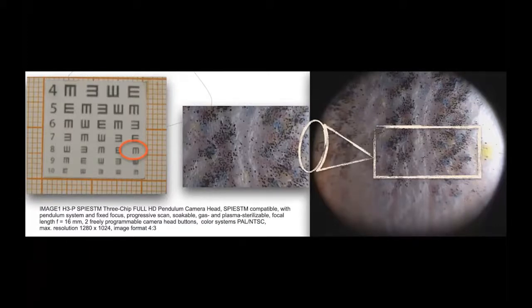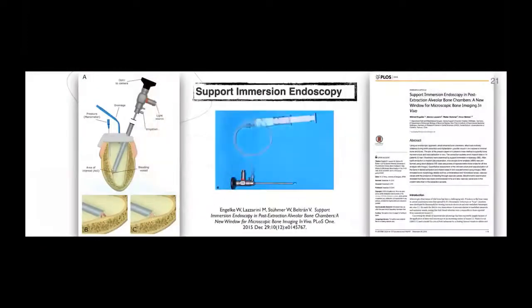In this context, we know that the diameter of the vascular canals or Volkmann foramens ranges from 50 to 300 microns within the dental alveolus. Thus, we achieve a high resolution magnification needed for microsurgical procedures, such as regenerated alveolar site control and vital bone perfusion evaluation. In this image on the left, we can see the schematic representation of a super immersion endoscopy technique.